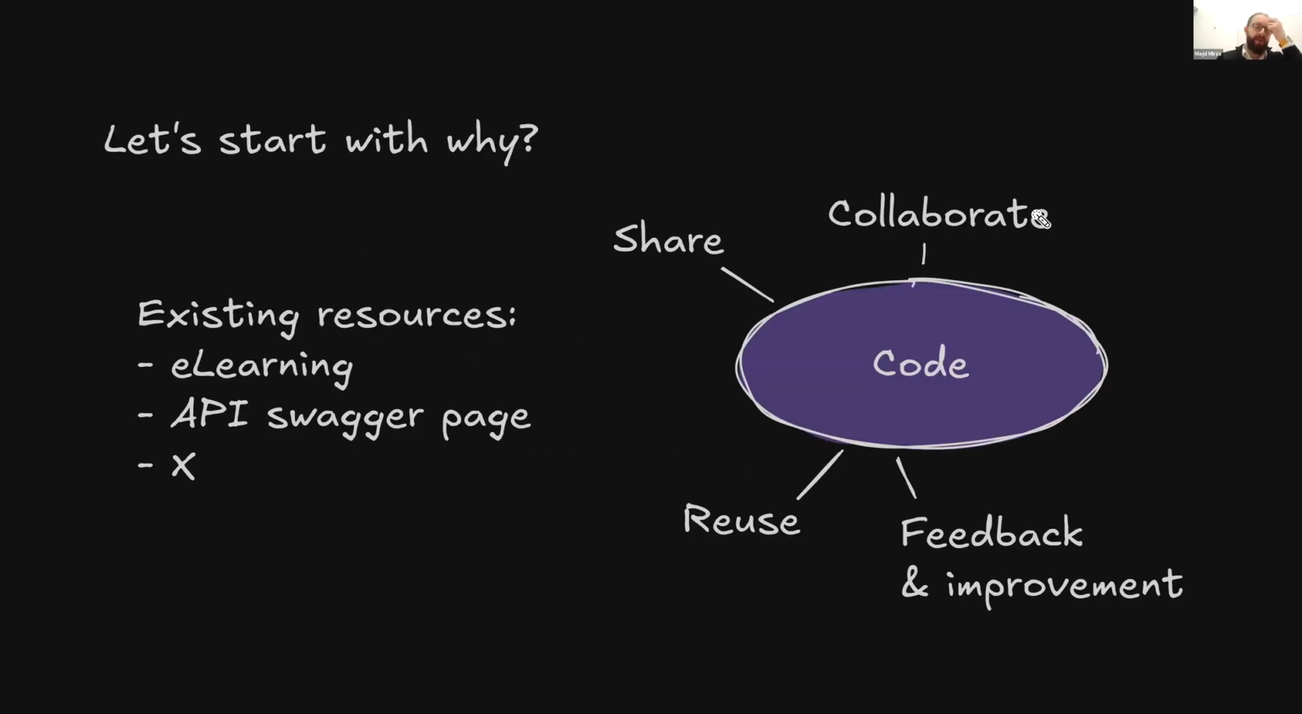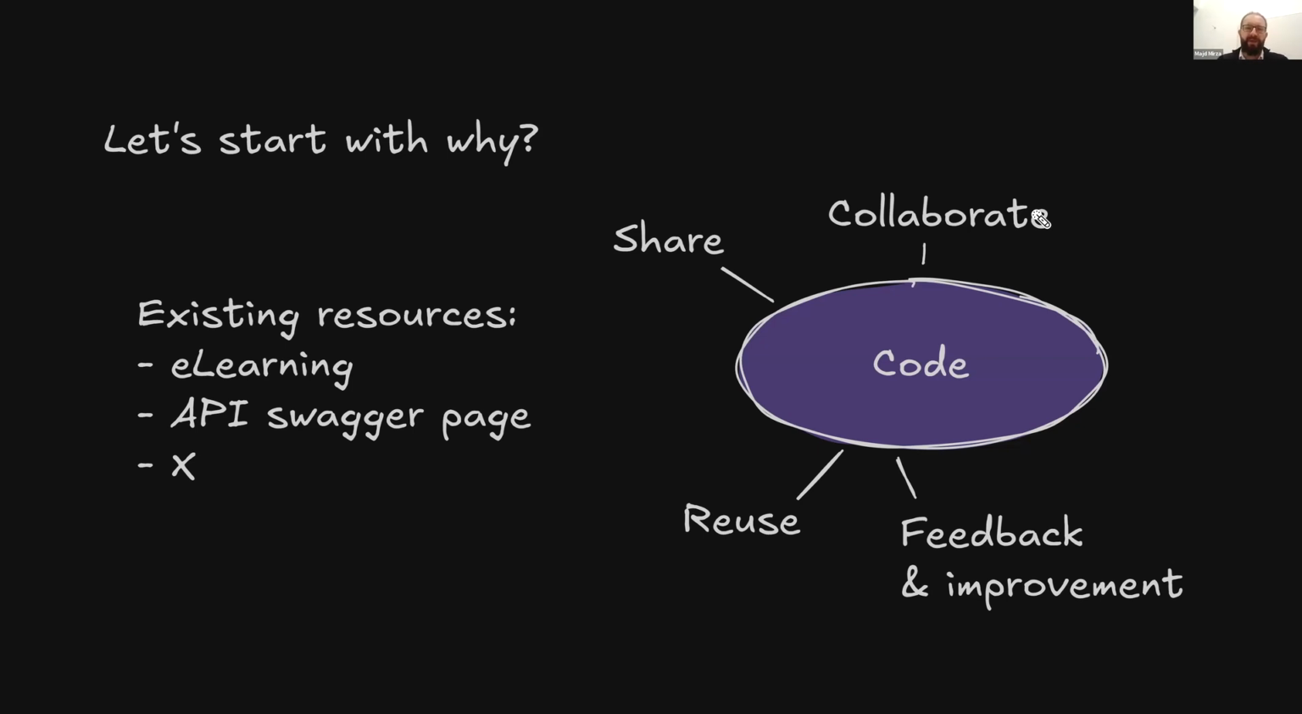So let's start with why. We do have a lot of existing resources that we use to help or inform our users. We have our e-learning page, which is a good resource for everything Viedoc related. We have our API Swagger page, which is specific to the API and the different endpoints that we have. But we are actually missing something, and we've gotten a lot of questions over the years: okay, we have the Swagger page, how do I start? How do I do this? How do I implement that? How do I solve this problem? Basically, all of these questions were mostly code related.